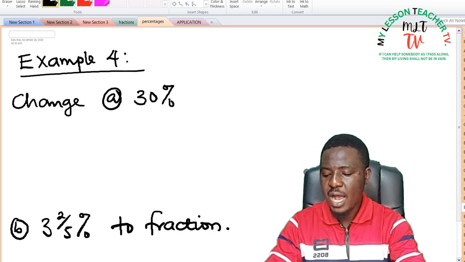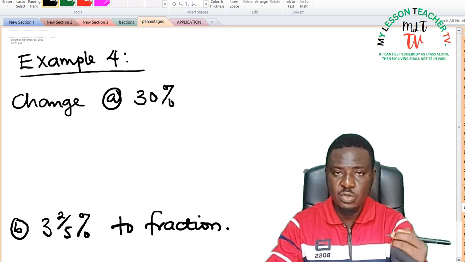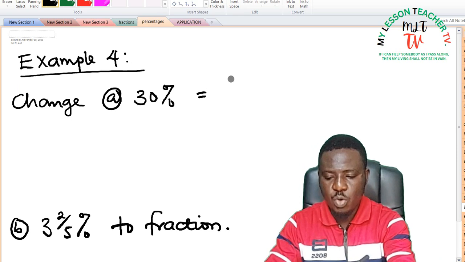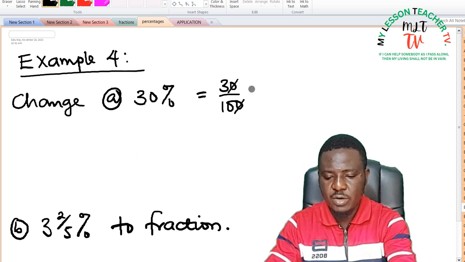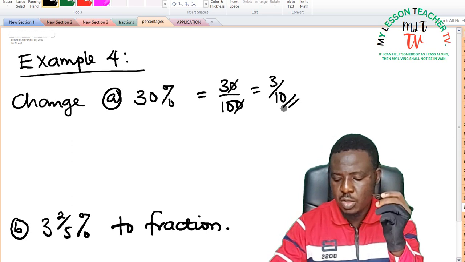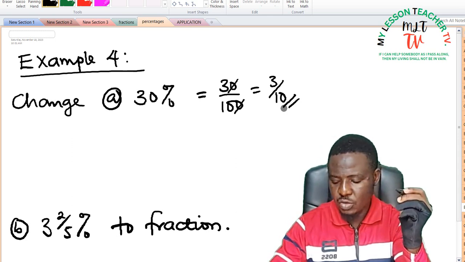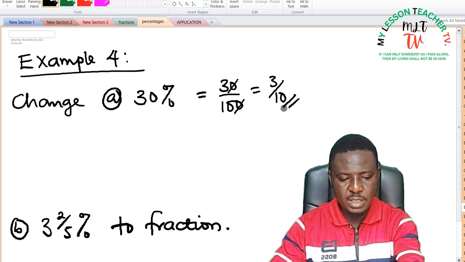Example 4, we are asked to change 30% to a fraction. 30%, like we all know, is equal to 30 divided by 100. And if 10 is used to divide, it gives you 3 over 10. And 3 over 10 is in its lowest form, as no other factor can divide 3 and 10.